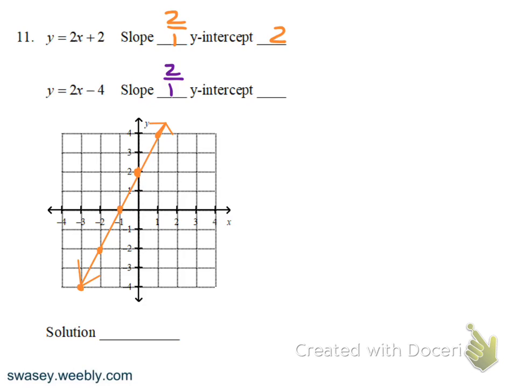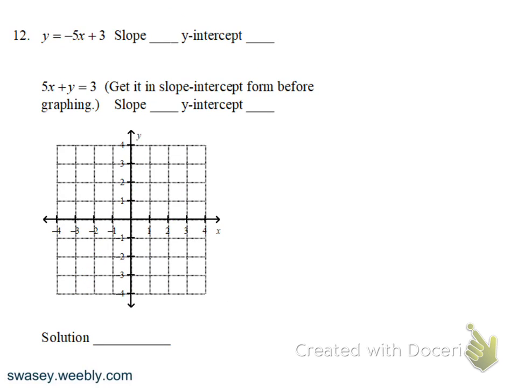Next one, slope is 2 over 1, y-intercept's negative 4. So plot a point at negative 4, go up 2 to the right 1. You may have noticed that our slope is the same. If our slope's the same and we have different y-intercepts, then they're going to be parallel lines. Parallel lines always have no solution, or you can write empty set. Next one, slope is negative 5 over 1, y-intercept's 3, plot a point at 3, go down 5 to the right 1, and then we'll connect those.